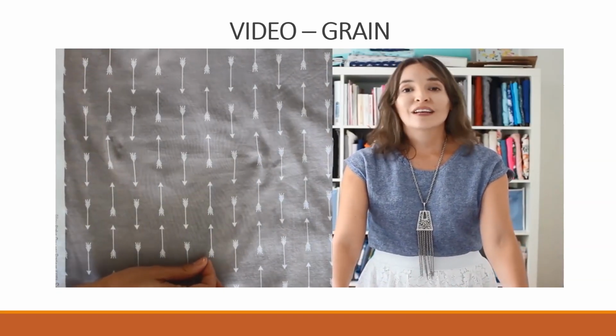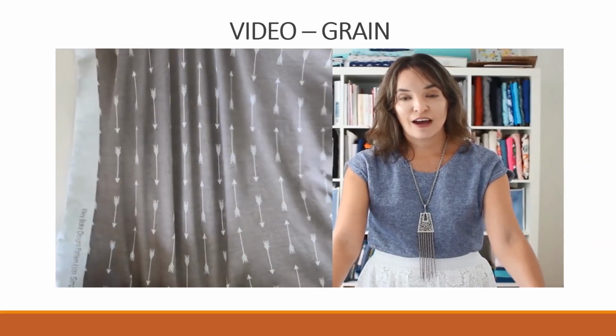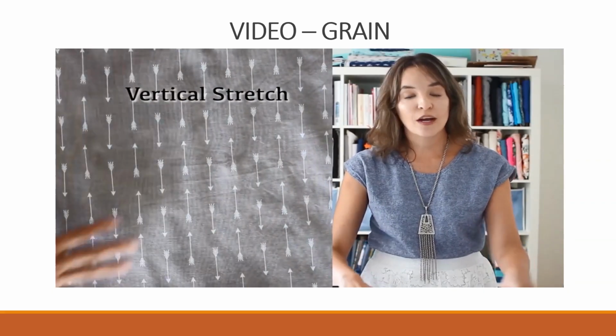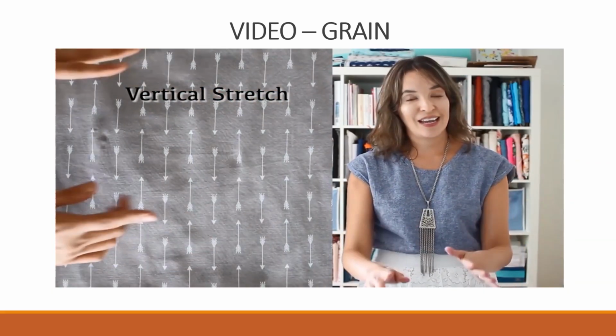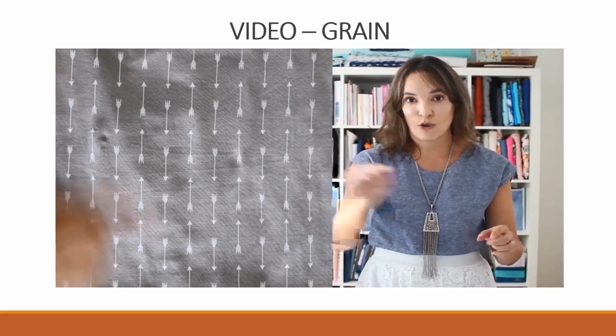Also, when you're dealing with a knit though, depending on the fiber content, you may find that you have a lot of vertical stretch as well. This is because, again, it's just that one thread, it's being looped over and around itself row after row after row.